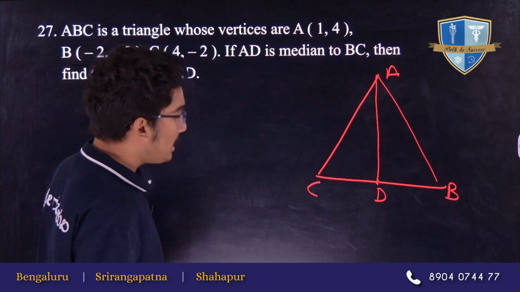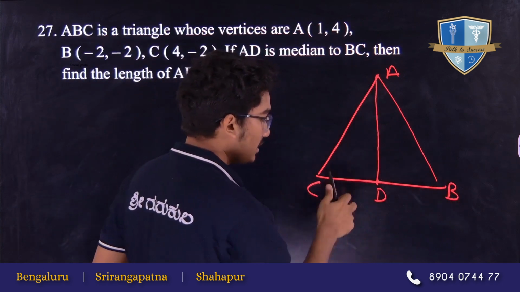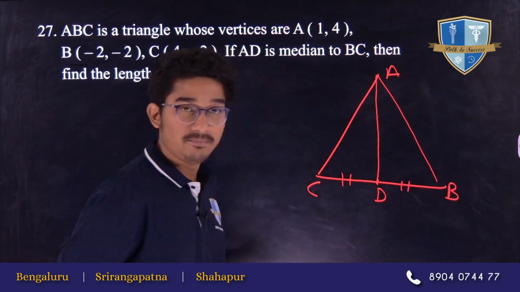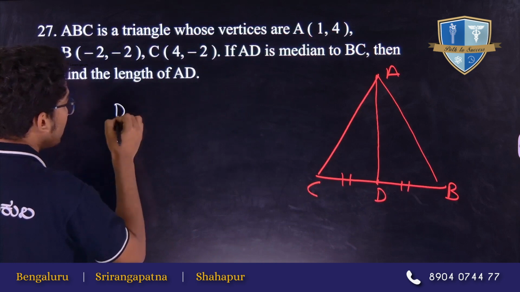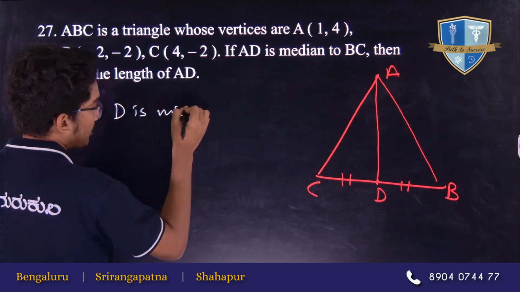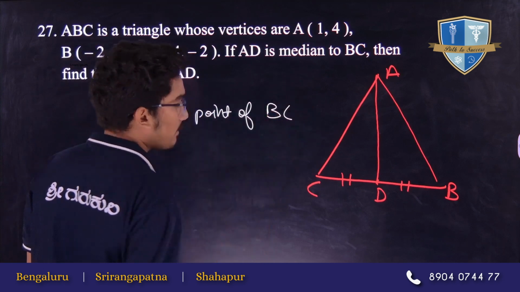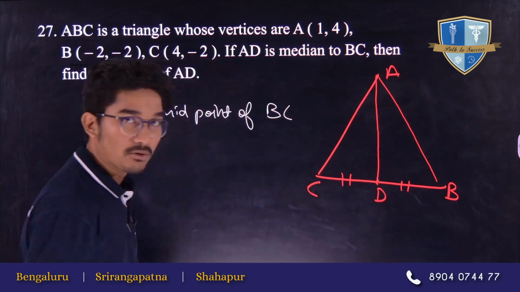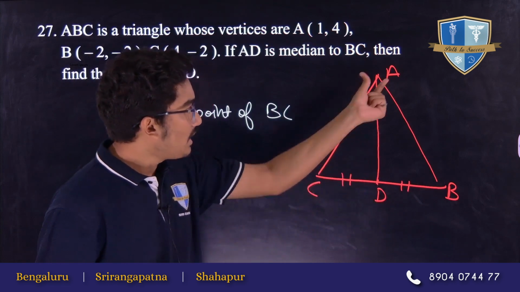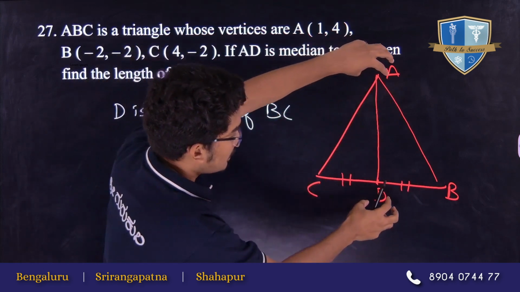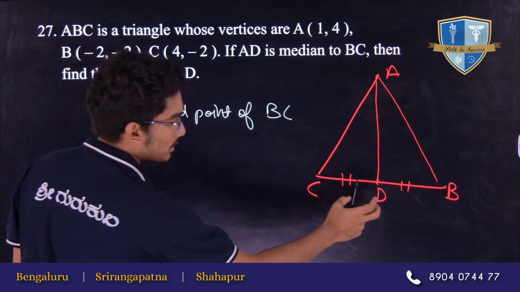For a median, one thing we know is that it divides the opposite side into equal halves. So these two lengths will be equal. That means D is the midpoint of BC. Using the midpoint formula, we can calculate the coordinates of D because we know the coordinates of B and C. Now, if we have the coordinates of D and A, we can find the length AD using the distance formula. So, first let's find the midpoint D.